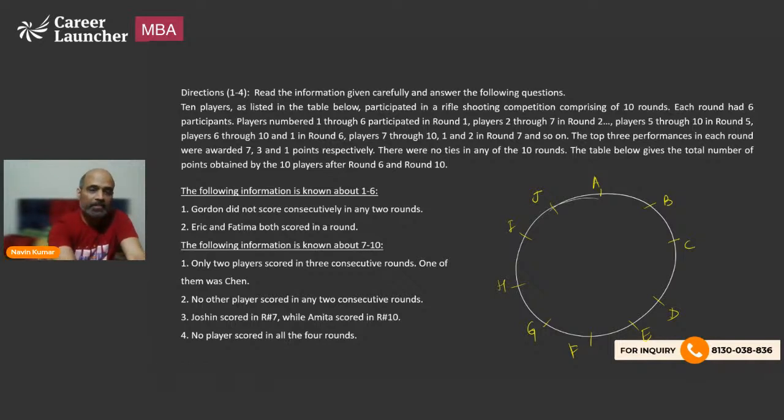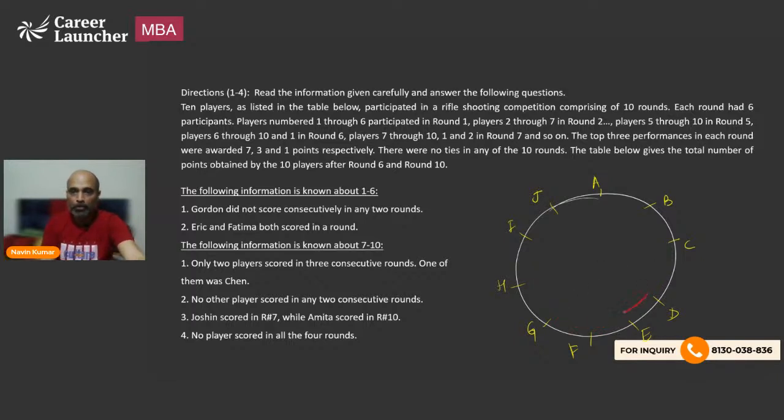Now, what it says is in the first round, so in every round, only 6 players play, right? So players numbered 1 through 6, that is A, B, C, D, E, and F. These 6 players play the first round. G, H, I, J, they do not play. Next, in the second round, we have got players B, C, D, E, F, G. These 6 players now play the second round. In the next one, C, D, E, F, G, H play. So this is round number 3.